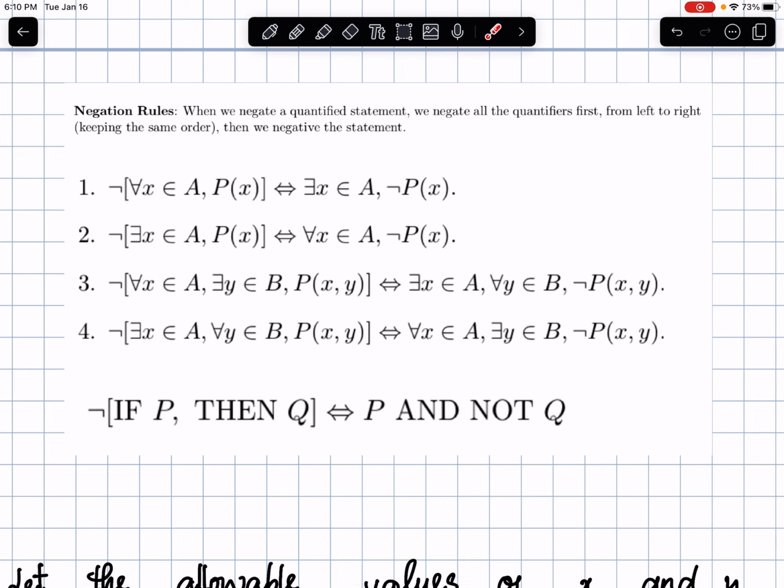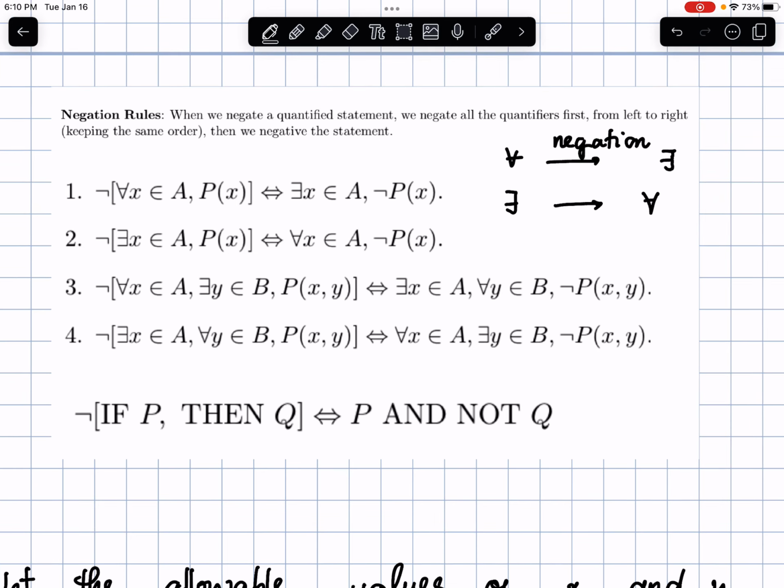So, example. Here we have this statement: for all x in A, P of x. The negation of that statement is there exists. So for all becomes there exists. There exists x in A, such that not P of x. So for all, negation becomes there exists. There exists becomes for all.